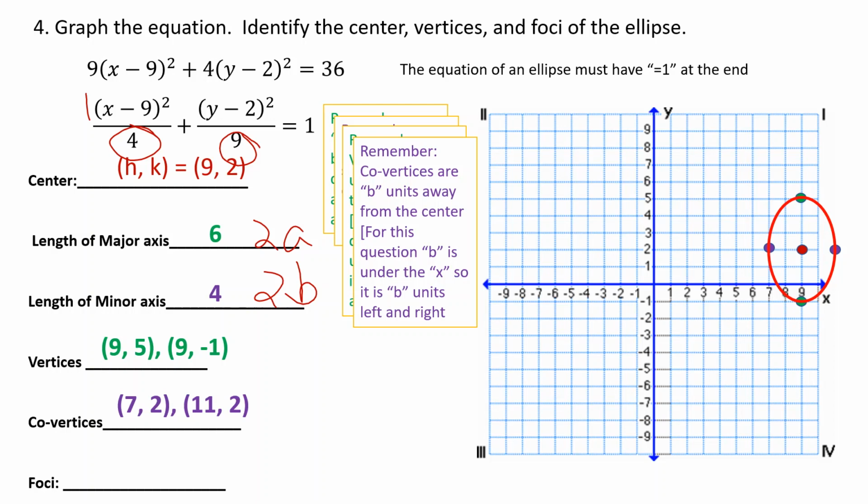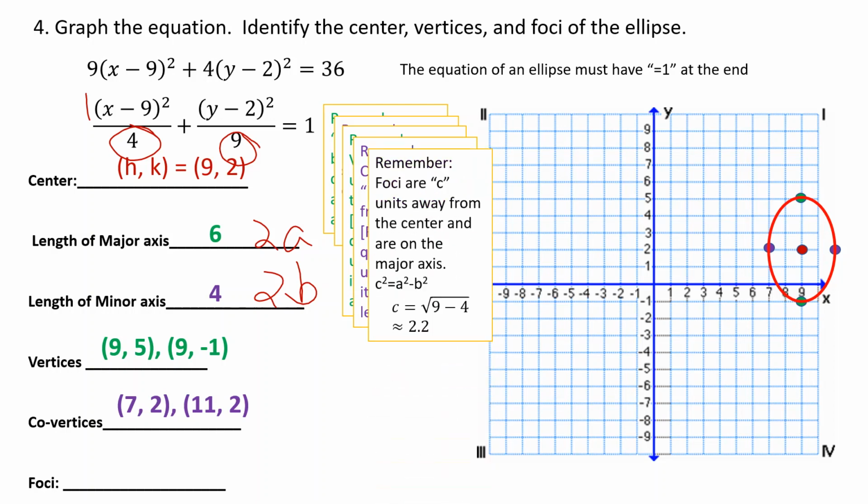We still need to find the coordinates of the foci. The foci are c units from the center. How do I find c? You use the equation c squared equals a squared minus b squared. So c is root 5, which is about 2.2. The foci are always on the major axis. So from the center, which is already at 9, 2, you count root 5 up, root 5 down. That's going to affect the y, okay?